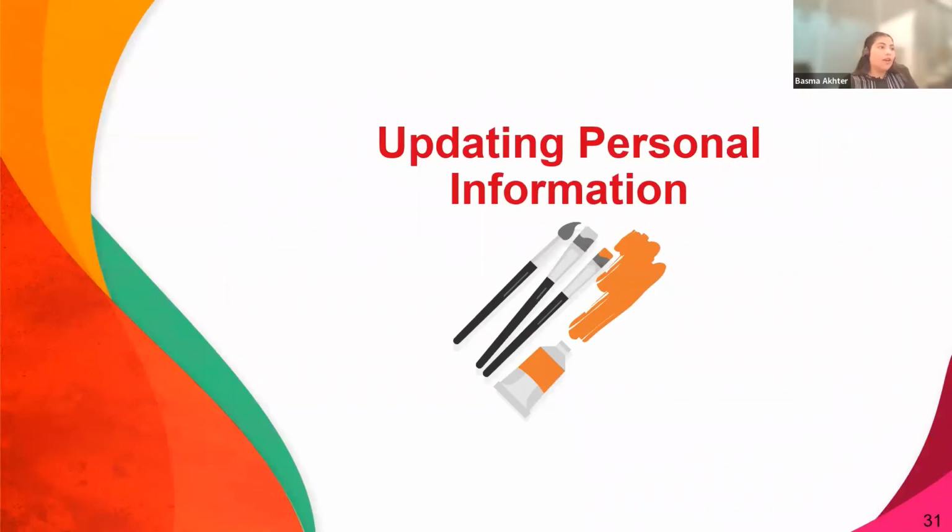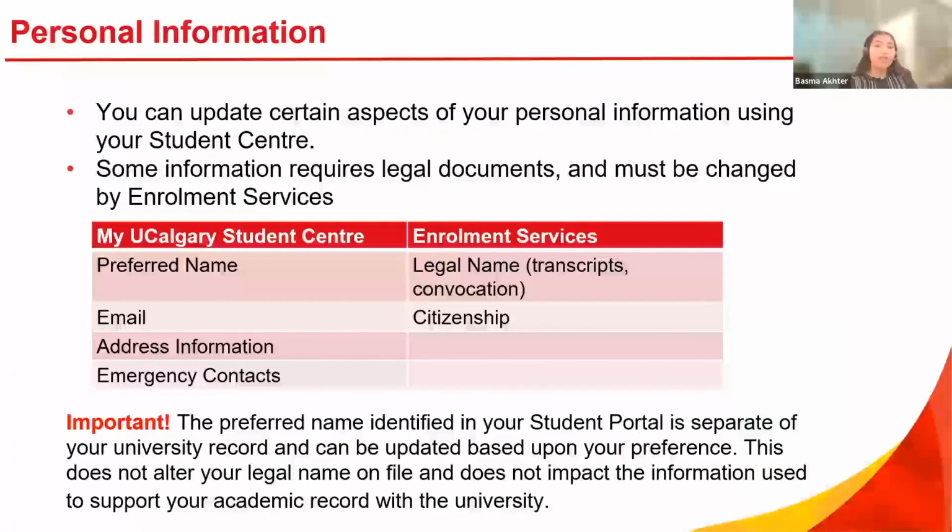Okay, talking about updating personal information now. So using that same category of student record, you can also update some of your personal information. There are two sort of types of personal information update that I'm going to touch on. There's part of your personal information that can just be updated by you and you don't have to reach out to Enrollment Services to get that update. So for instance, if you just want to update your preferred name on file, you can do so through your Student Center. In the next slide, I'll show you how you can do that.